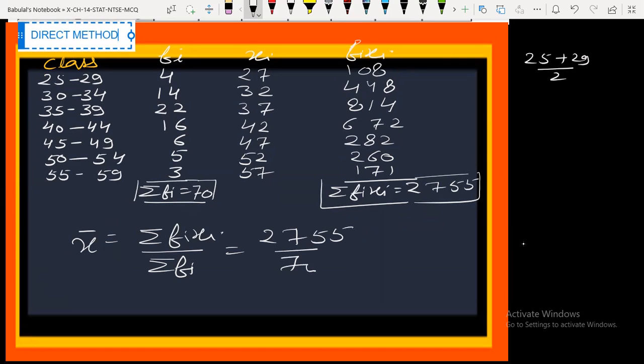2755 upon 70. You divide it again, divide very quickly but carefully, see what your answer comes out to be. Yes, I'm also dividing 2755 by 70, that will be 39.35. So that will be the mean of the given observations.